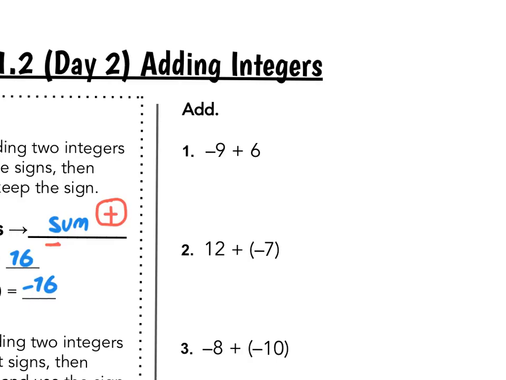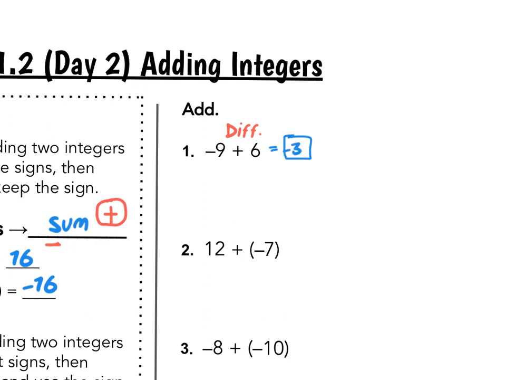So let's take a look at the second box at the top where it says add, and the first problem says negative 9 plus 6. These two integers have different signs. So write different in red or with your other color. And the rule is, remember, when they're different signs, you subtract and take the sign of the greater absolute value. So this will be 3, but it's negative because the greater absolute value is negative.